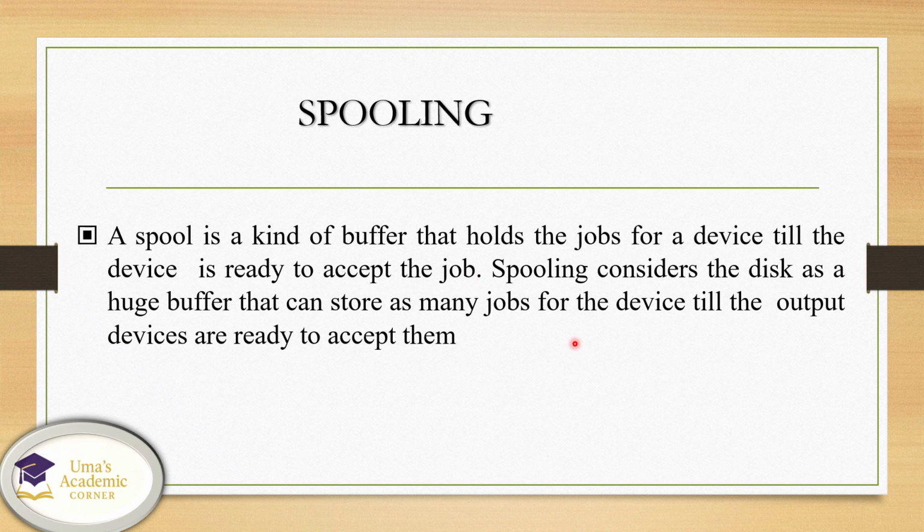So spooling considers the disk as a huge buffer that can store as many jobs for the device as needed till the output device is ready to accept them. Here, the output device in the example which I have given is the printer. So till the printer accepts the job, the printing jobs have to wait in a buffer area. We call that buffer area spooling, where the memory space of the spooling is large.